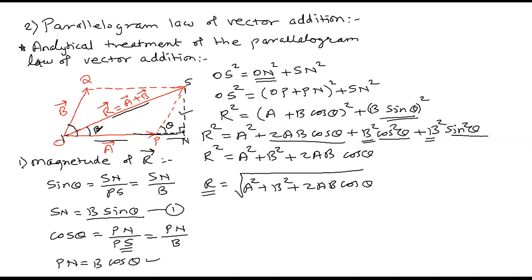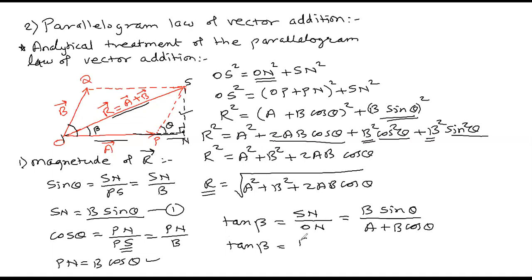Again, for the direction of the resultant vector, you use tan beta is equal to, for this right angle triangle ONS, tan beta is equal to SN divided by ON. What is SN? That is B sin theta. What is ON? ON is nothing but OP plus PN. OP is nothing but your A, and PN is nothing but your B cos theta. So I can write here tan beta is equal to B sin theta upon A plus B cos theta.